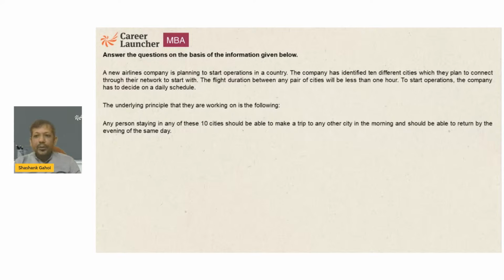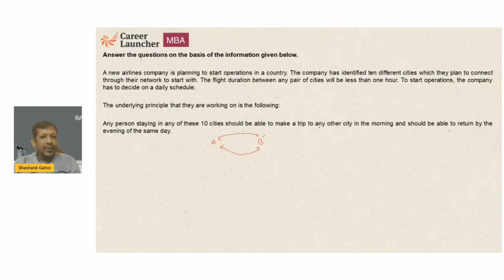So I am talking about one city, let's say A, and he wants to go to B. In the morning, he is going from A to B, and in the evening, he is coming back from B to A. So we need two flights, right? Now, the person who is living in B, in the morning, he wants to go to A and he wants to come back to B. So we got two more flights.